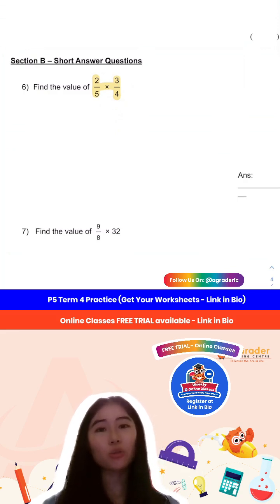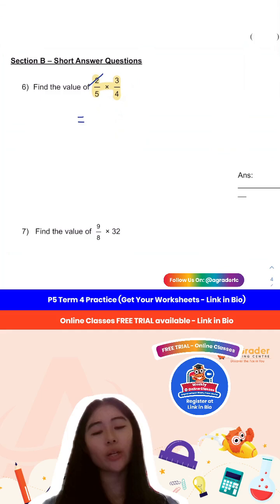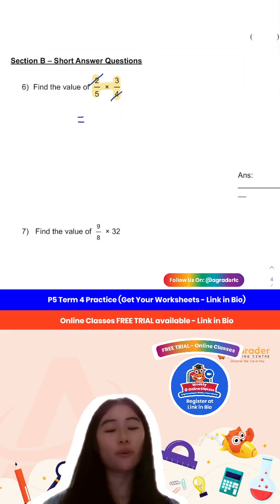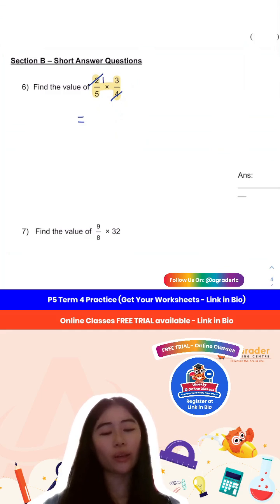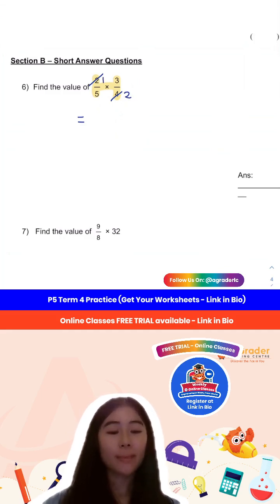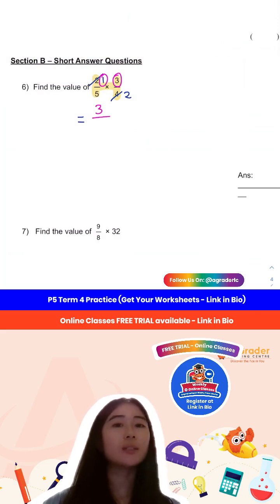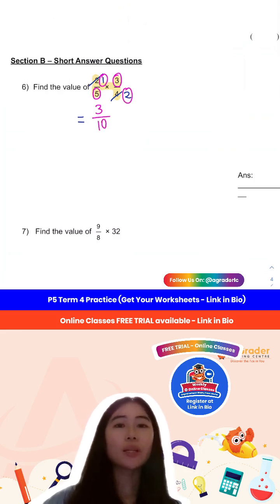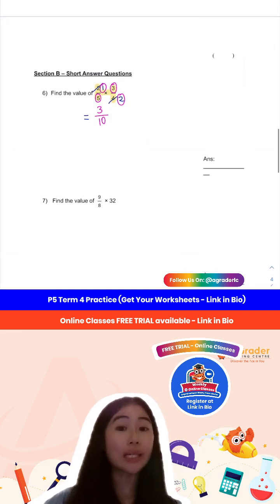Okay, so let's go through this. I'm going to cross cancel first. So you can cross cancel the 2 and 4. Both of these numbers divide by 2, so I will get 1 and 2. And then after that, you just need to multiply the numerator, which is 1 times 3, that gives you 3. And then denominator is 5 times 2, which is 10. So that will be the answer, 3/10. It is already in the simplest form.